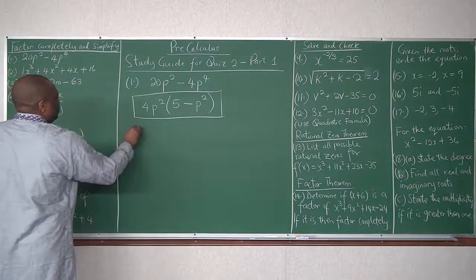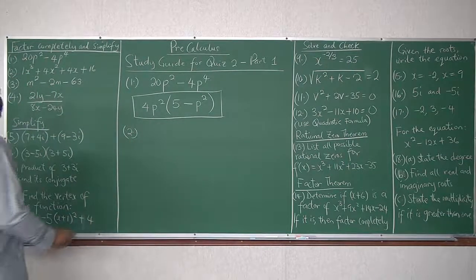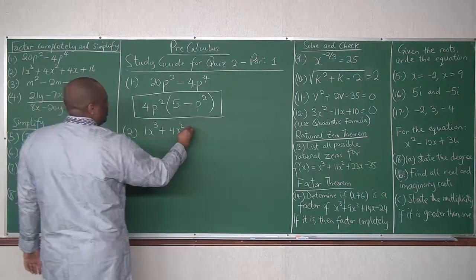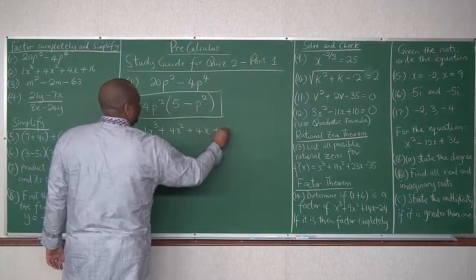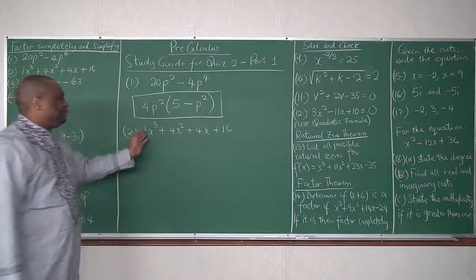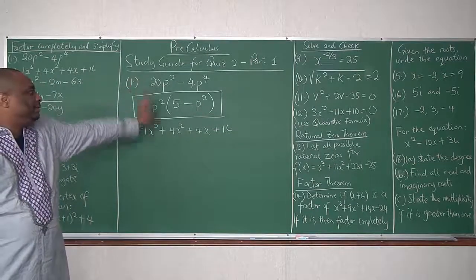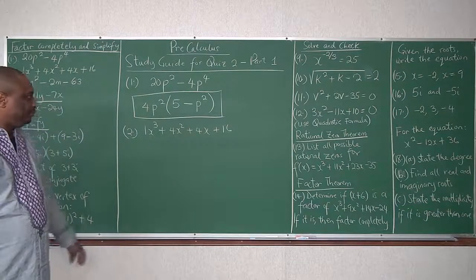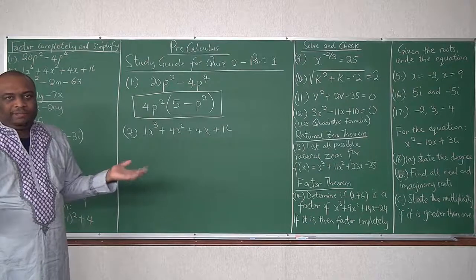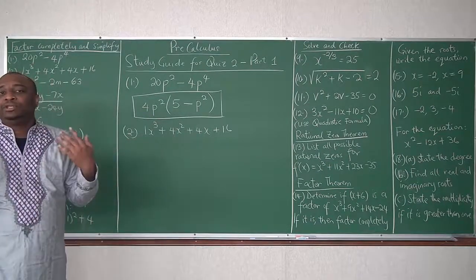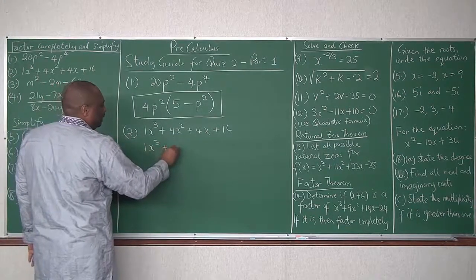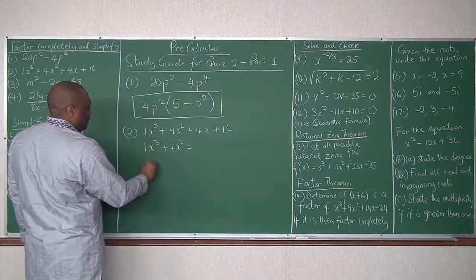Now number 2, you have x cubed plus 4x squared plus 4x plus 16. So here you have to factor by grouping. This is factor by GCF, this is factor by grouping. So you group in twos. I like using the vertical method. Some of you might decide to use the horizontal method, that's fine. So this is x cubed plus 4x squared, and then this is 4x plus 16.